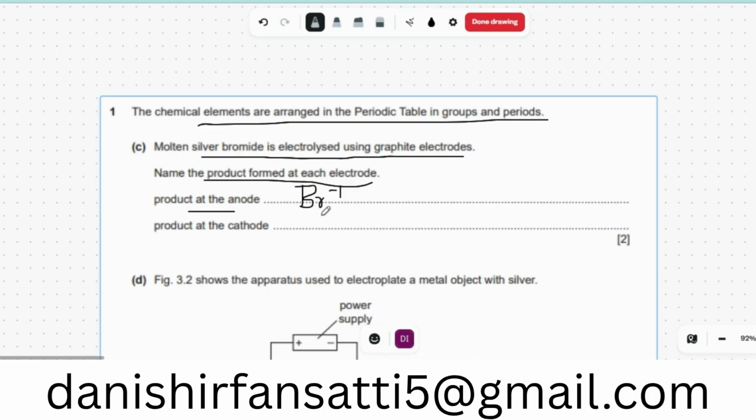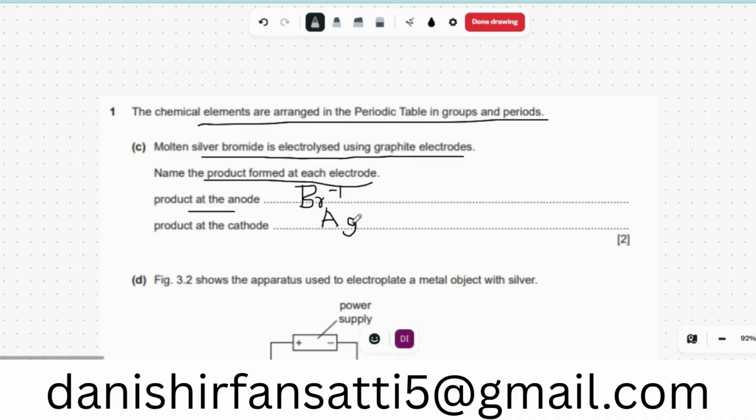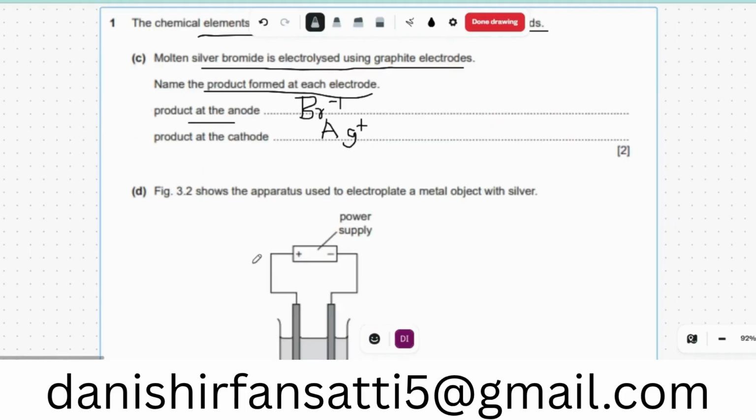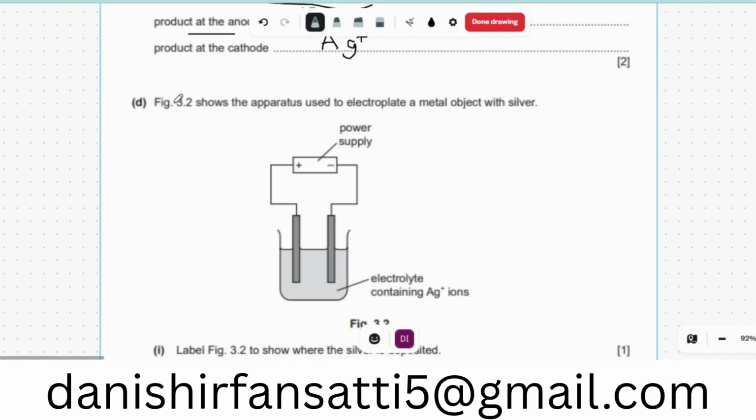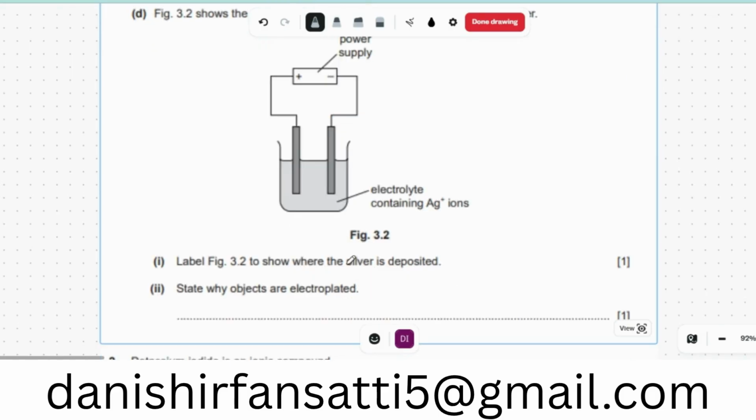Okay, silver Ag plus will go to the cathode. On the cathode, remember, always positive charge will stick to the cathode and gain electrons from there. So this shows the apparatus, figure 3.2, used to electroplate a metal object with silver. State where the silver is deposited.